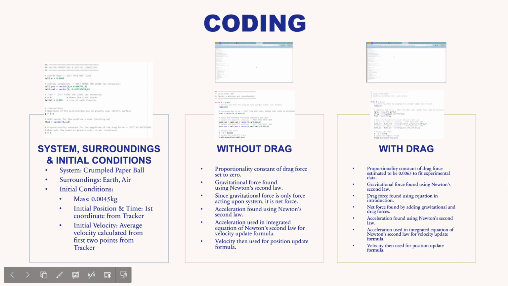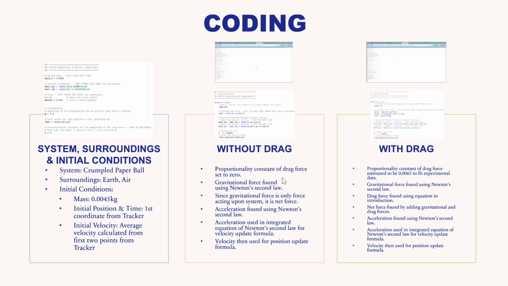The coding aspect has the crumpled paper ball as the system, and the surroundings being the Earth exerting a gravitational force and the air exerting a drag force. The initial conditions are as stated, with a note being a lot of the information being taken from the Tracker video, and then the specific coding with each model will be with drag and without drag.